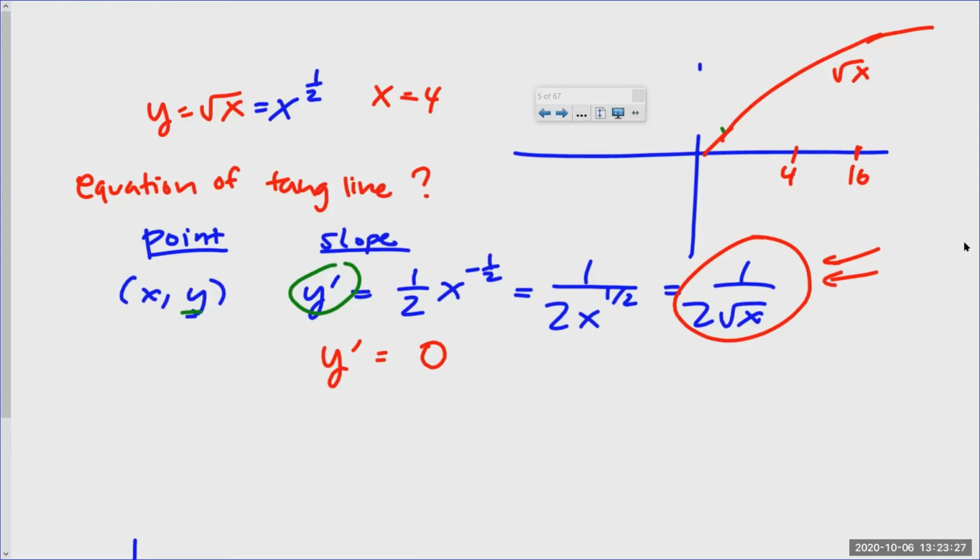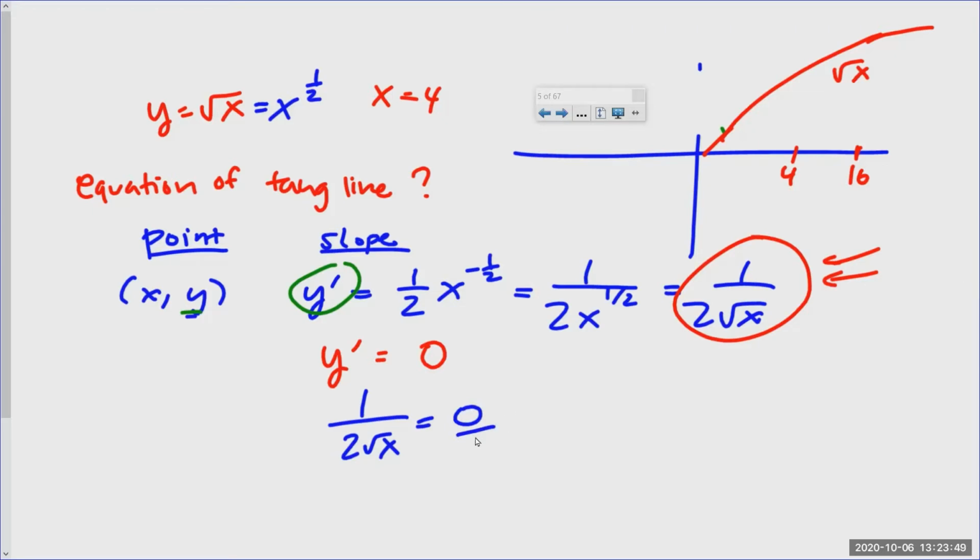Okay, well, let's do it again. Do I know what y prime is? Right there, right? So I'm going to say 1 over 2 square root of x is equal to 0. Now remember, I can only cross multiply if I have one fraction on the left, one fraction on the right, and an equal sign in the middle. And I don't have a fraction on the right, so I'm going to force it into a fraction.